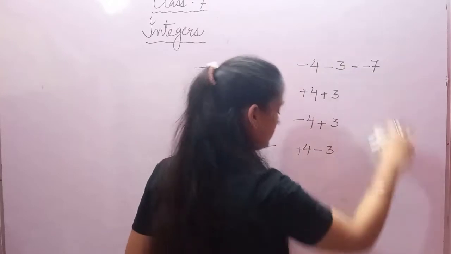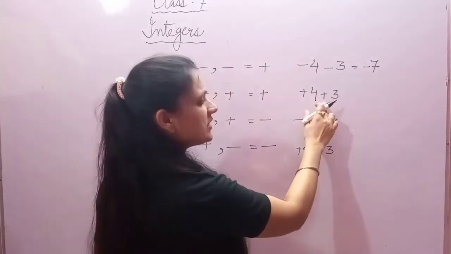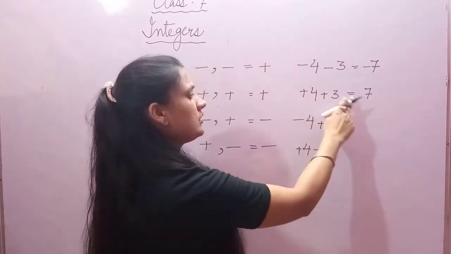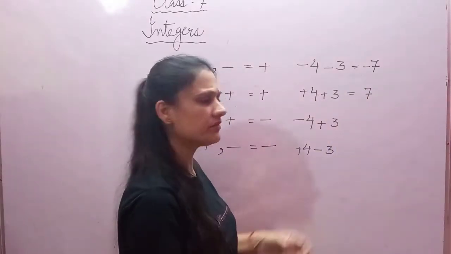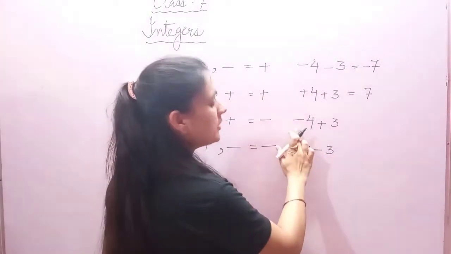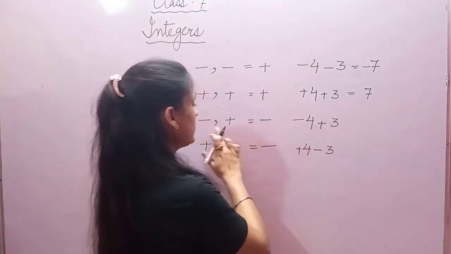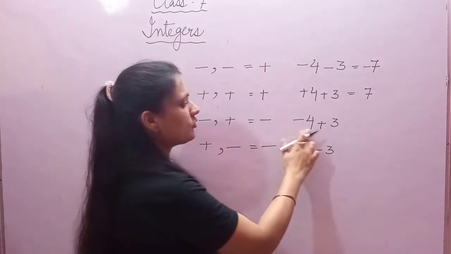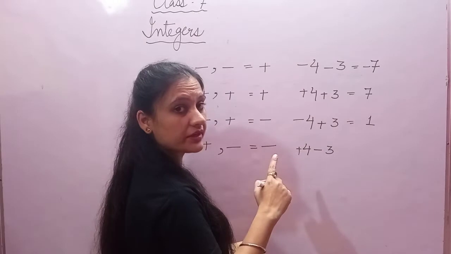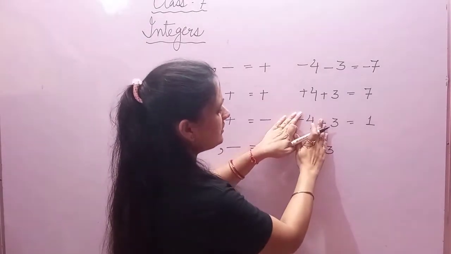Let us move ahead. Next is plus plus is plus. So 4 plus 3 is 7. The greater number is 4. Plus means positive. No sign means it is positive. Next is minus plus, which I say is minus. So 4 minus 3 is 1. Which is the greater number again? Just ignore the sign and tell me, 4 or 3?